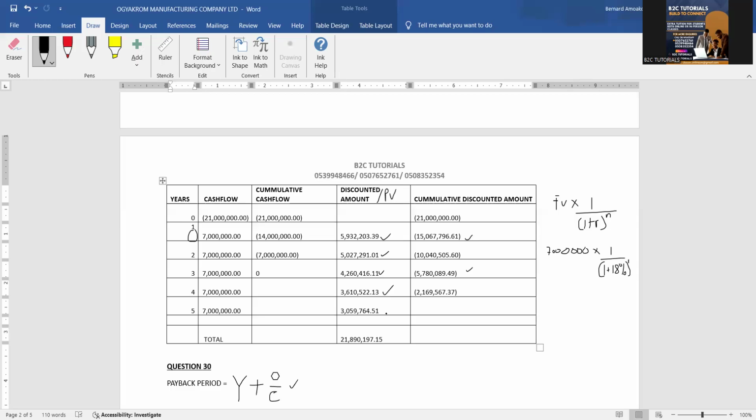So if the amount of money I am expecting to receive is more than what I am owing, I apply the year before full recovery, which says that this is the year before I can fully recover. This is the amount of money that I'm owing or that is outstanding for me to fully recover, divided by the cash flow that is outstanding for me to pay. So it is going to be this fourth year plus this 2,169,567.37 divided by 3,059,764.51. And that would give me my discounted payback period.